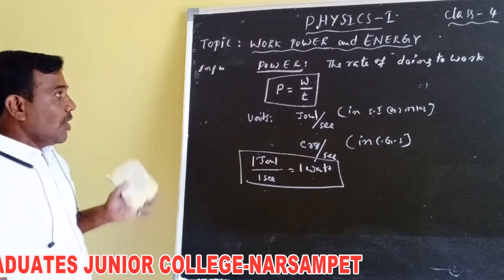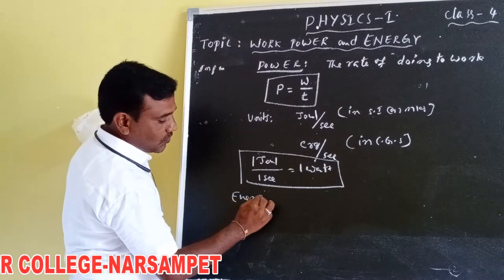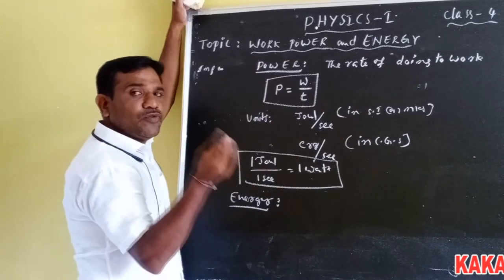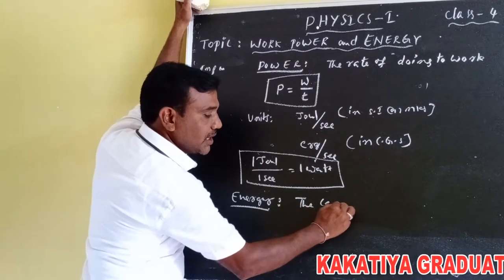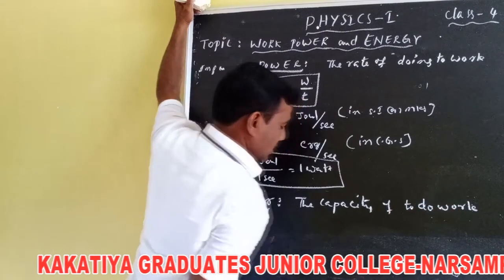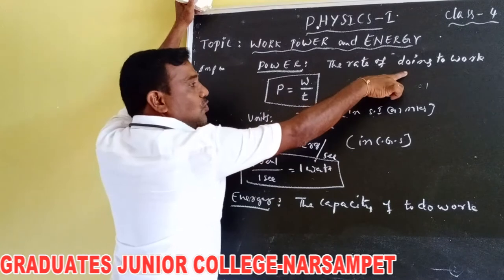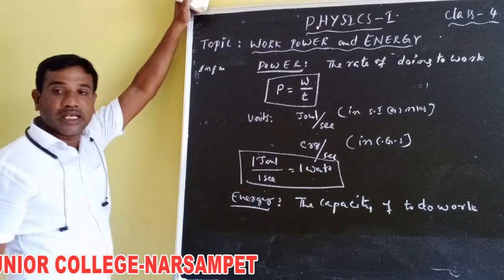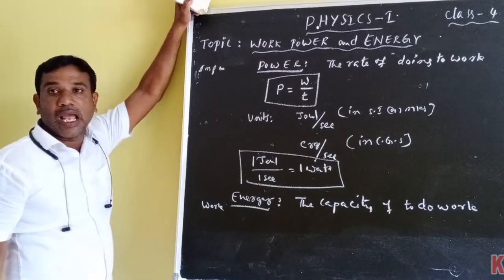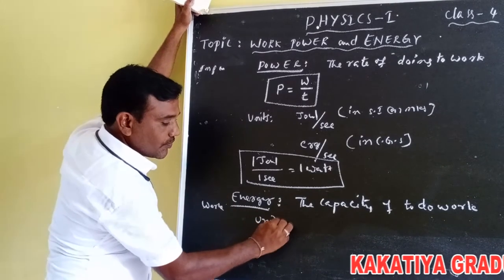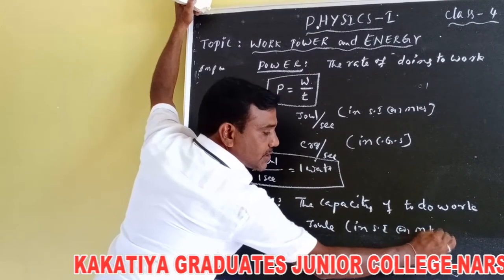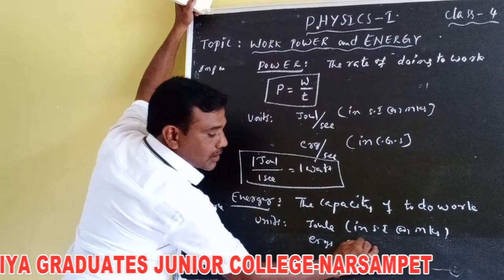Next, the question is about energy. Now, what is the meaning of energy? Energy means the capacity to do work. The capacity to do work is known as energy. What is power? The rate of doing work. Here, the capacity to do work is known as energy. Whatever the units of energy, work and energy both have the same units. What are the units? Joule in SI or MKS and erg in CGS.